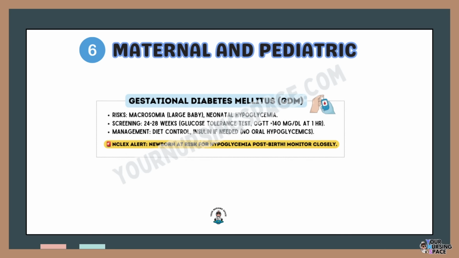Gestational diabetes is screened between 24 and 28 weeks with a 1-hour glucose tolerance test. If the blood sugar is over 140, further testing is needed. Poorly controlled GDM can lead to macrosomia, large baby, neonatal hypoglycemia, and preeclampsia. Management starts with diet control, but insulin may be required if glucose levels remain high.